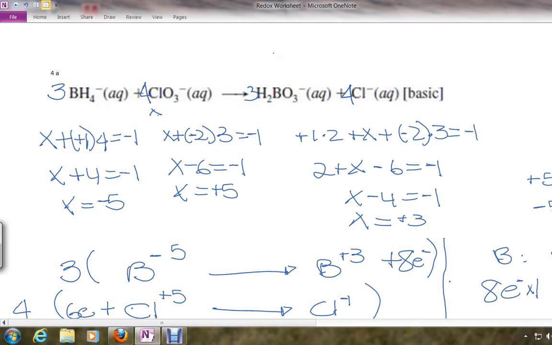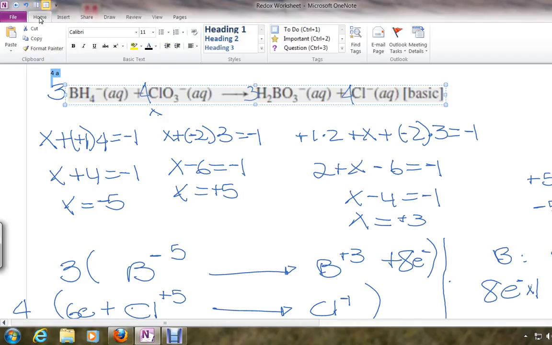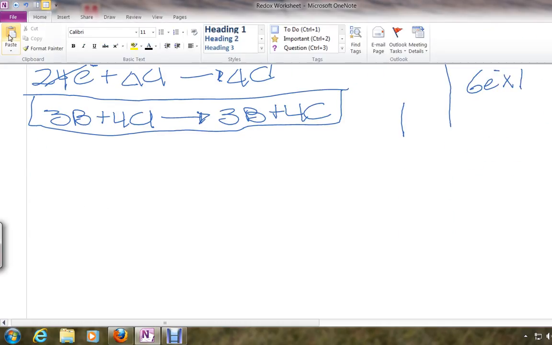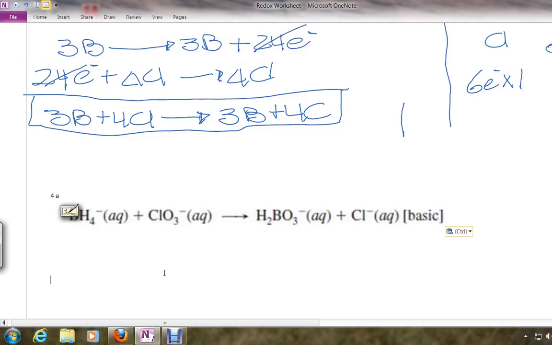Now it's basic. Let's go ahead and balance the charges. Let me do it down here so we have space. I know I didn't copy the other one, but we can do it directly. I should have done this before.